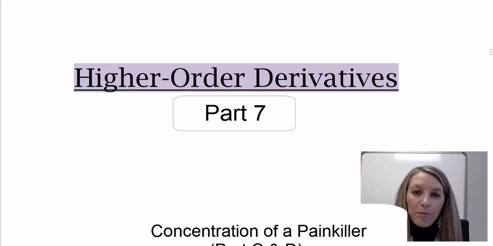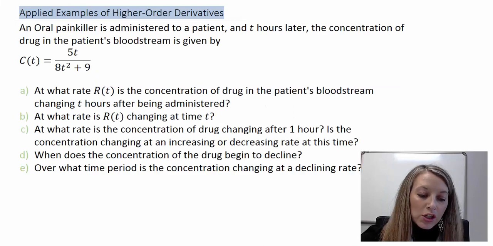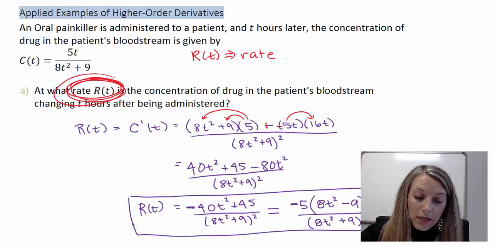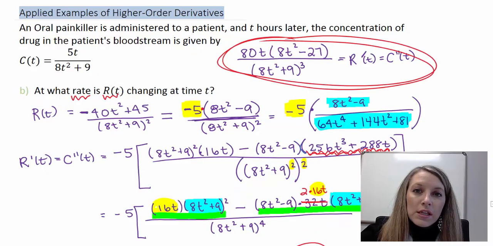We are working on applications of higher order derivatives. The example that we are working on is the concentration of a drug in a patient's bloodstream when they are given an oral painkiller. We have computed part A, which is the rate of the drug in their bloodstream. We have computed part B, which is the rate of this painkiller. And now we're going to move on to part C.